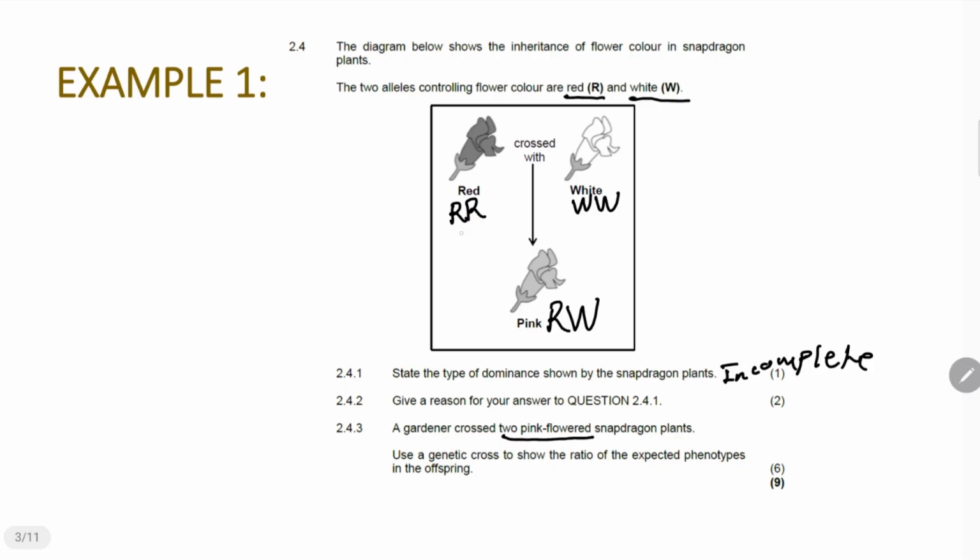From our example here, we know that if it is capital letter R, it is going to be a red flower. If it is capital letter W, then it is going to be a white flower. As such, capital letter R, capital letter W will give us a pink flower. This tells us that the genotypes of the parents that are crossed here is capital letter R, capital letter W, capital letter R, capital letter W.